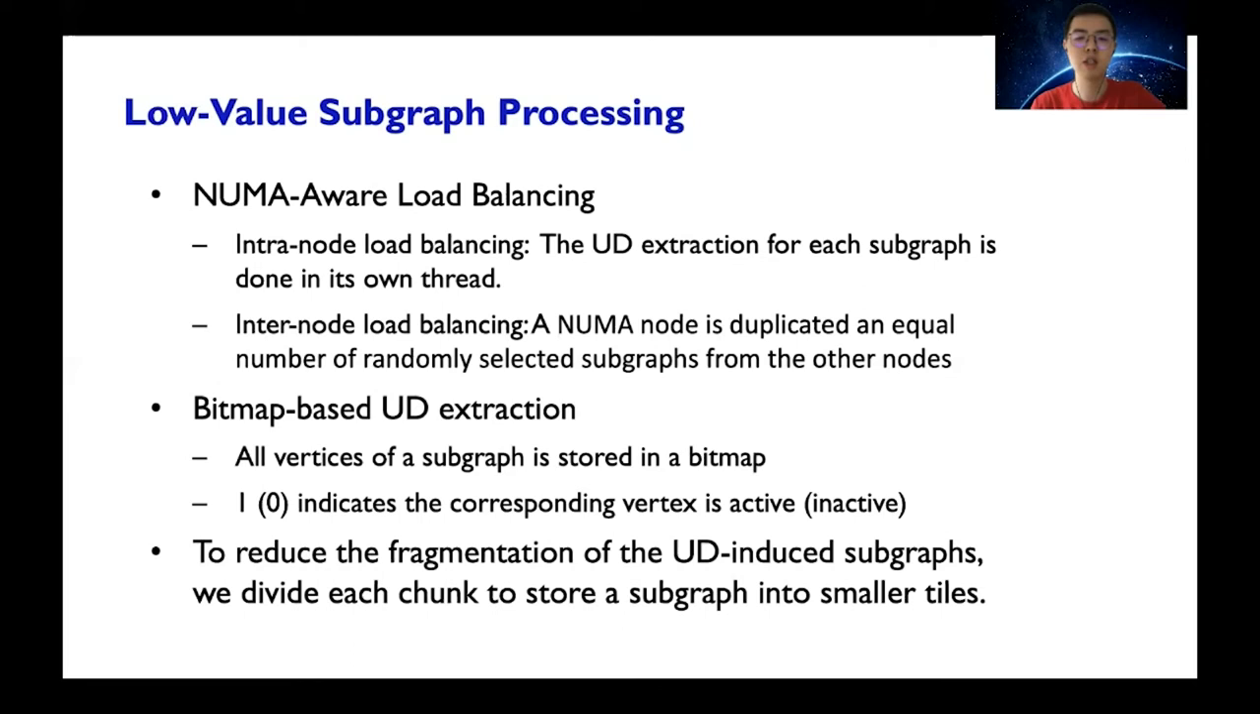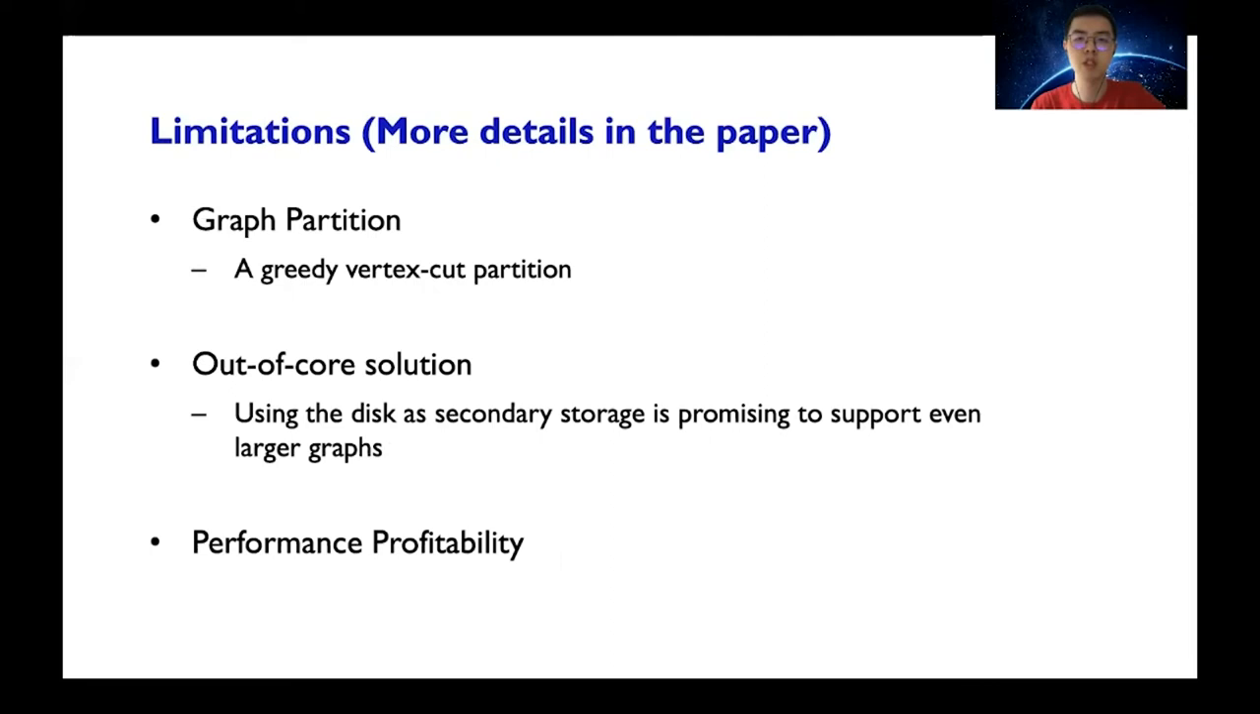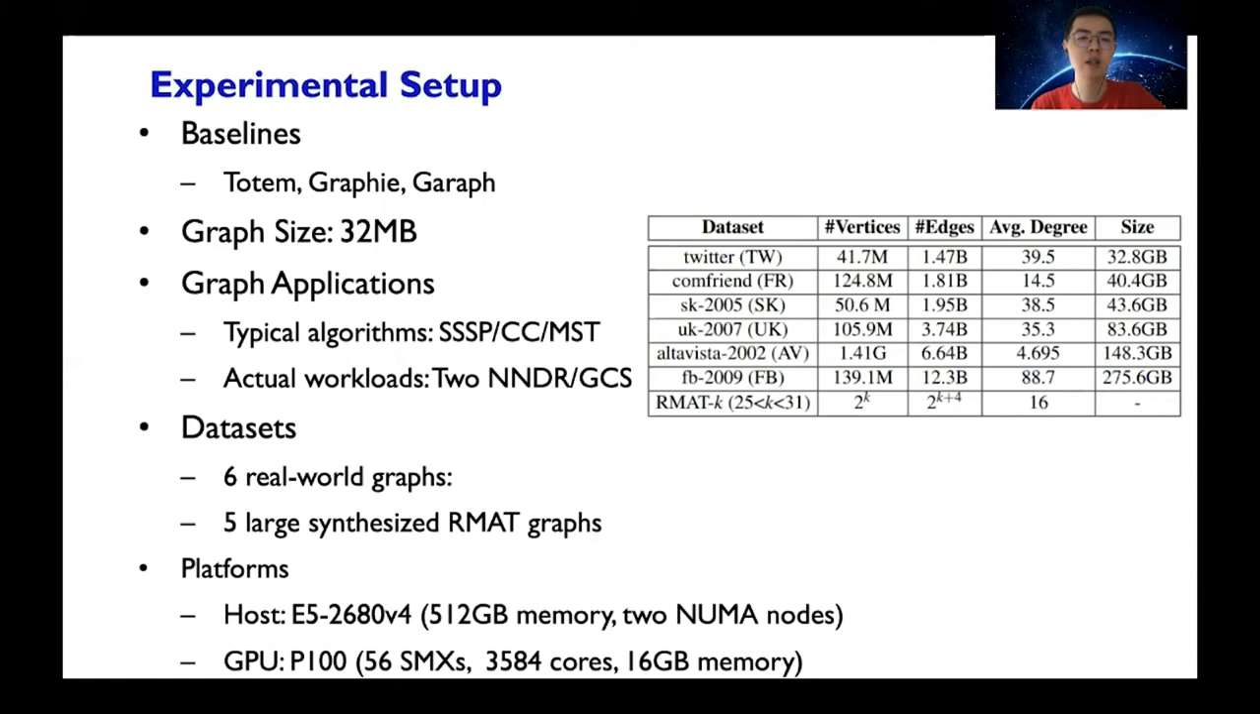We have also discussed some limitations of Scaph for boosting the performance further, including graph partitioning and out-of-core solutions to handle large graphs. For more details, please see the paper. We compare Scaph with the following three state-of-the-art CPU-GPU heterogeneous graph systems, including Totem, Graphie, and Garaph.